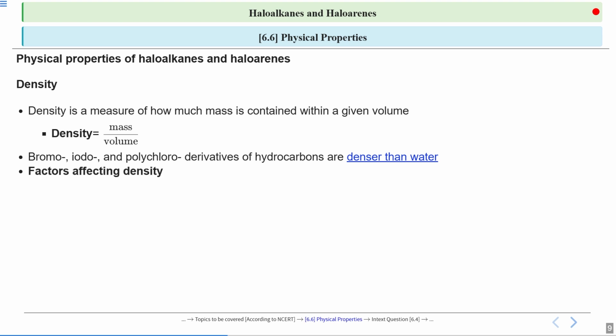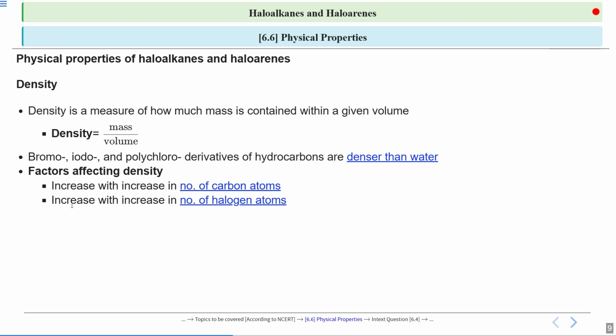Why? What are the factors that affect the density? First of all, density increases with the increase in the number of carbon atoms in the haloalkanes and the haloarenes. Simple explanation: as the number of carbon atoms increases, the chain length increases, the mass is increasing. So the mass is increasing means density will increase. So density will increase with the increase in number of carbon atoms.